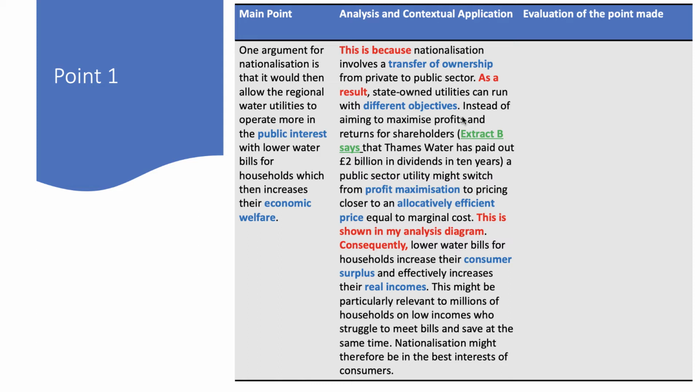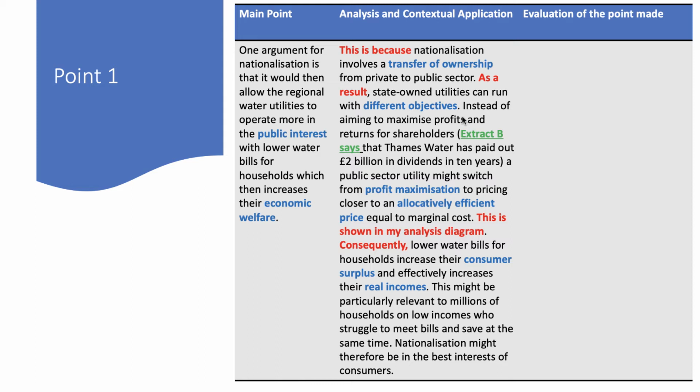Here's my first point. One argument for nationalisation is that it would then allow the regional water utilities to operate more in the public interest, perhaps with lower bills for households, which increases their economic welfare. Then you build the analysis. I'm using here connective phrases. This is because, as a result, this is shown. Those words in red are connective phrases.